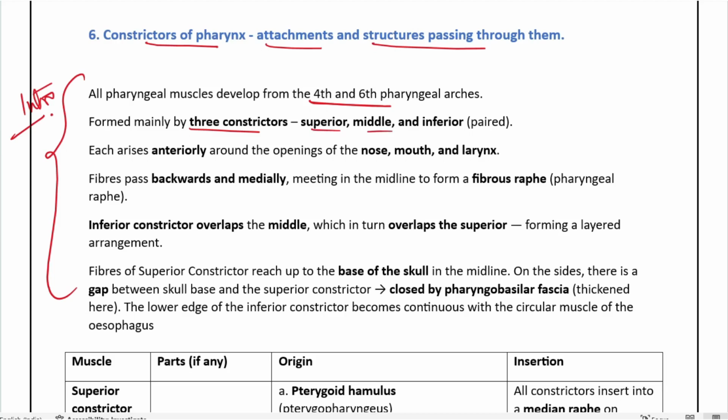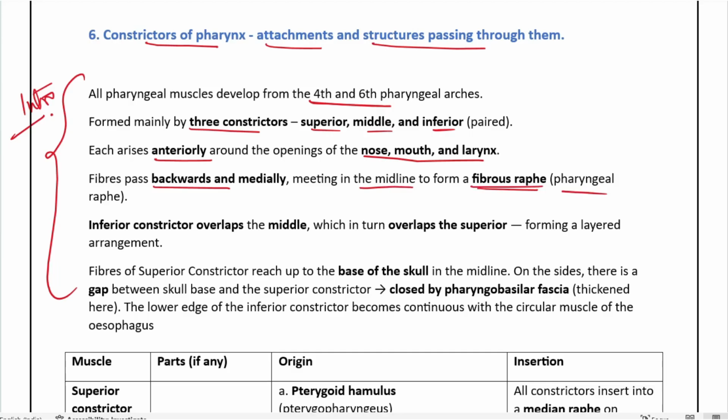We have the superior, middle and inferior. All of these muscles are paired muscles. Each will arise anteriorly around the opening of the nose, mouth and larynx. The fibers will pass backwards and medially and they'll meet at the midline to form a fibrous raphe, which is called the pharyngeal raphe.